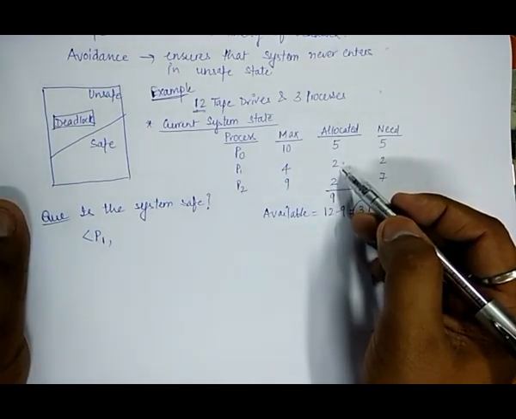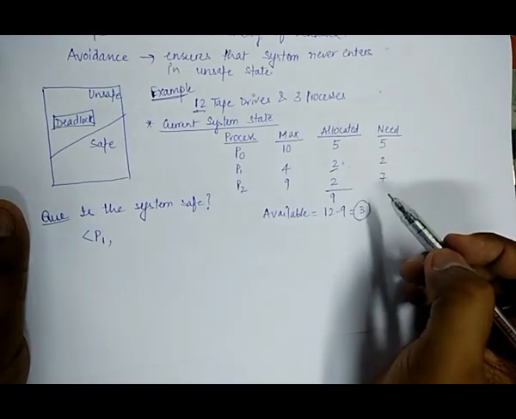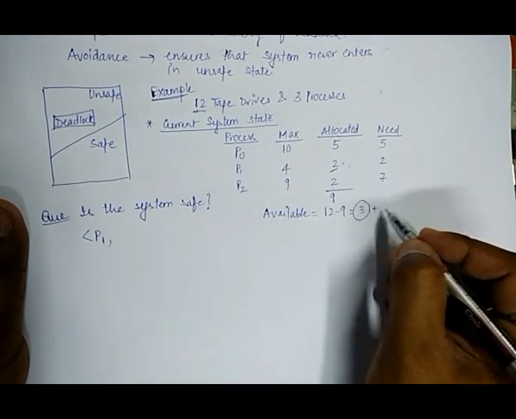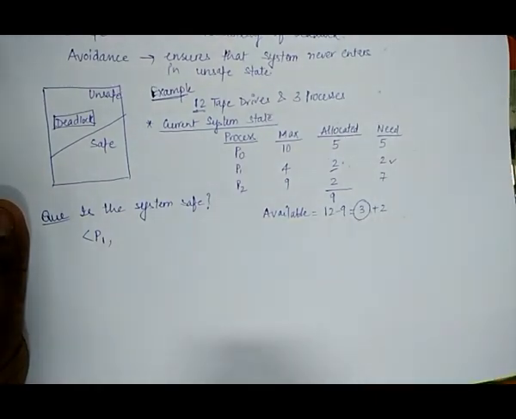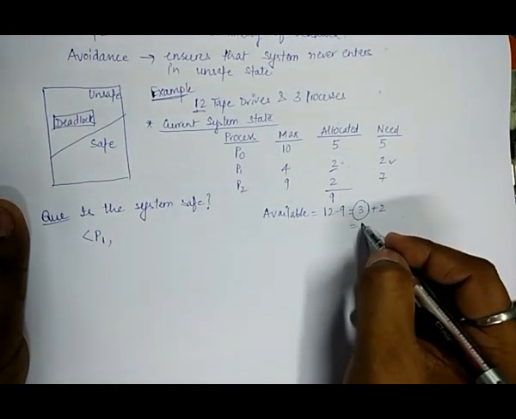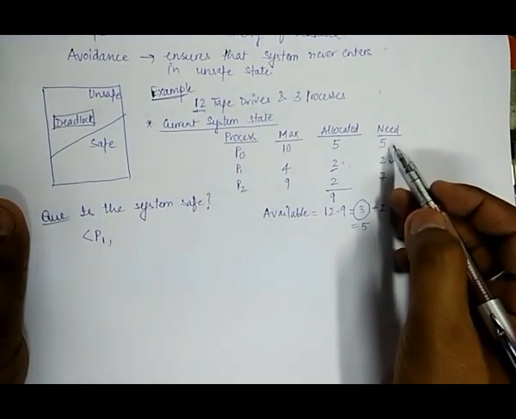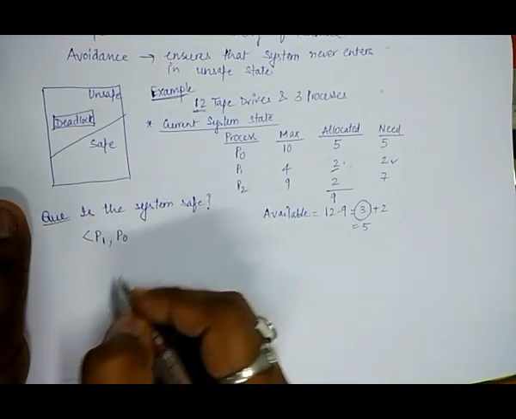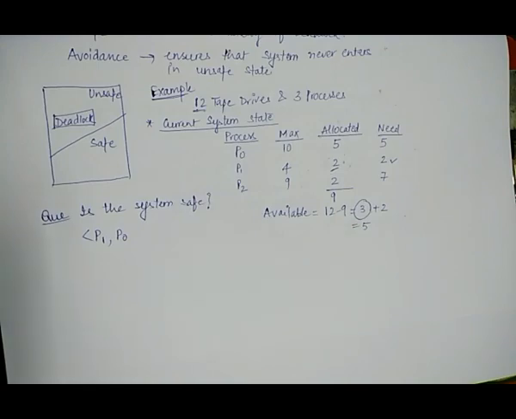So once this process executes, it will release its allocated resources. So allocated resources are 2. So availability will be increased by 2 after P1, once P1 is finished. So it will be 5. Okay, now with the 5 we can fulfill the request of P0. So next in the safe sequence, next process is P0, which will be executed.